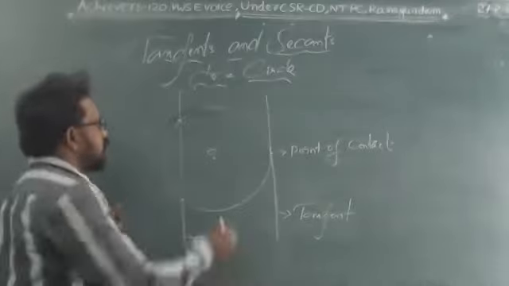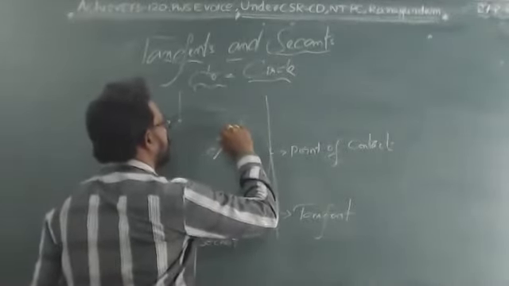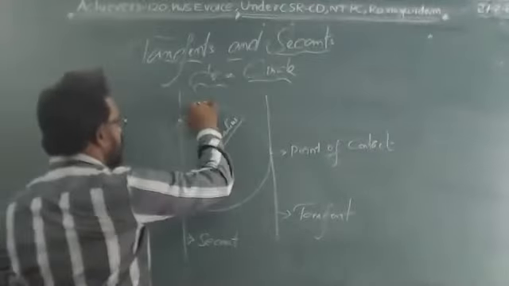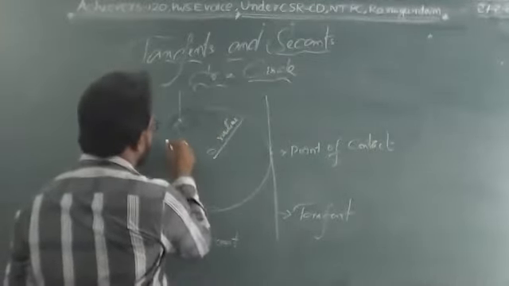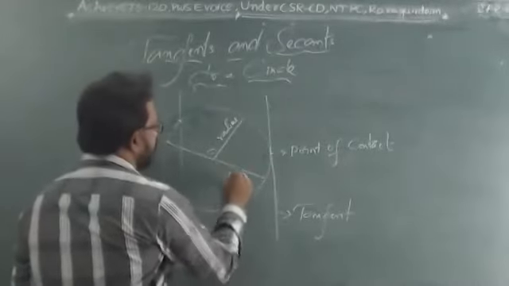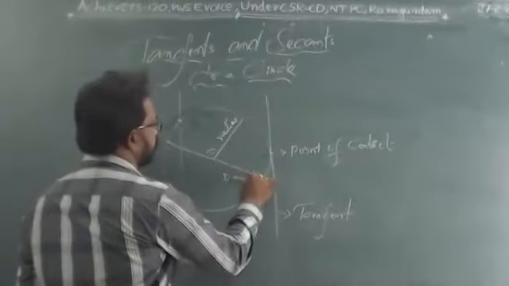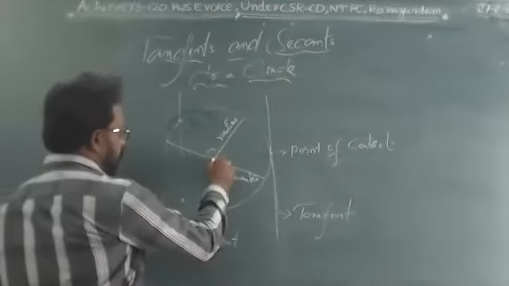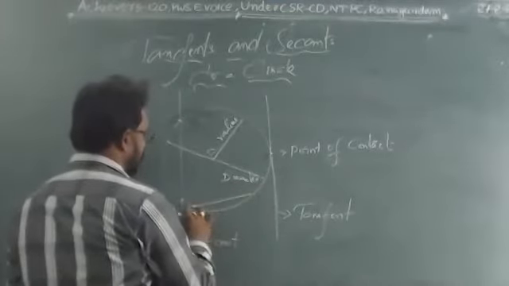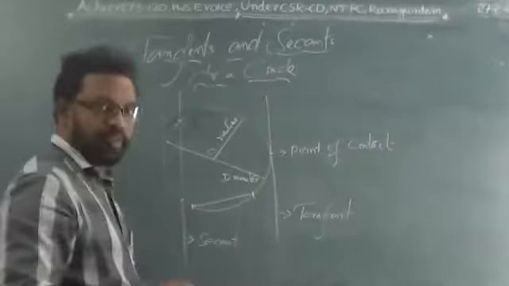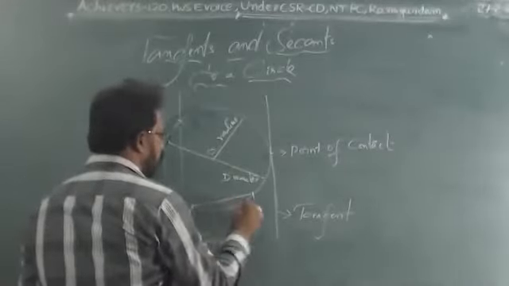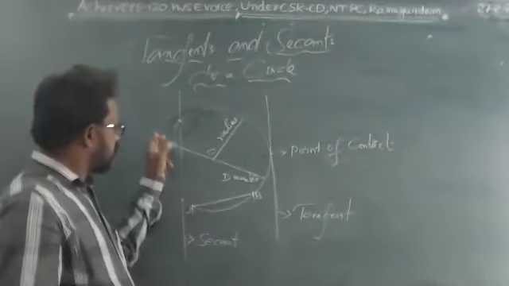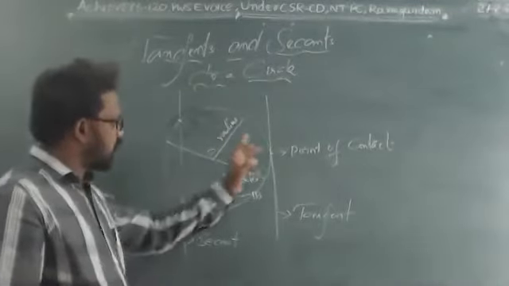So this line, and since we know what this is, the radius, vyasartham. The line that passes through the center of the circle is the diameter, vyasam. Diameter passes through the center of a circle. Okay, and this is a chord, C-H-O-R-D, chord of a circle. Chord, diameter, radius, secant, tangent.